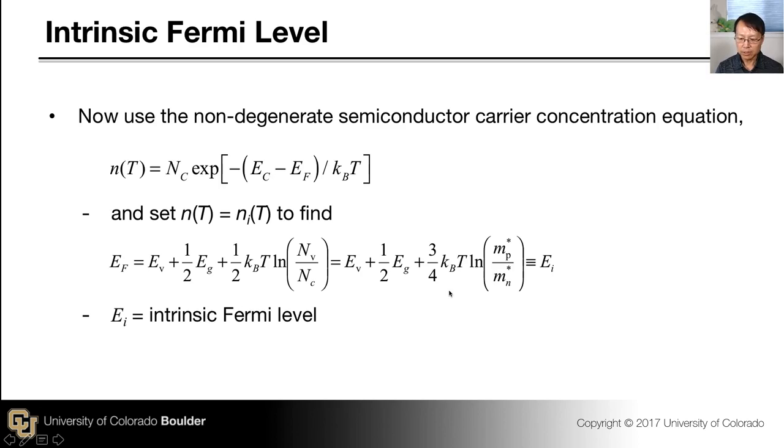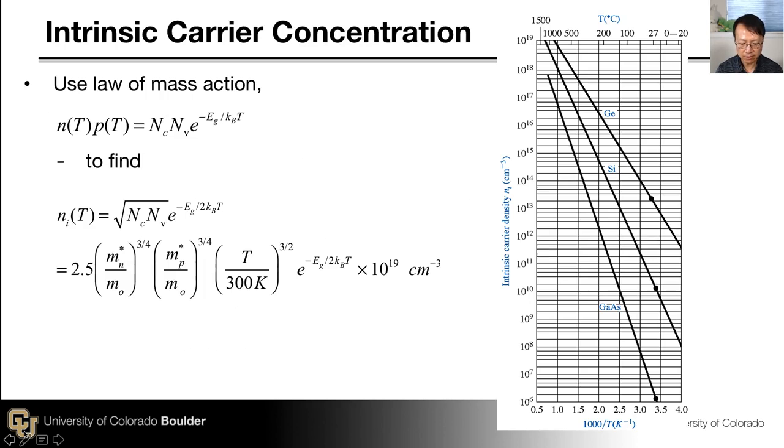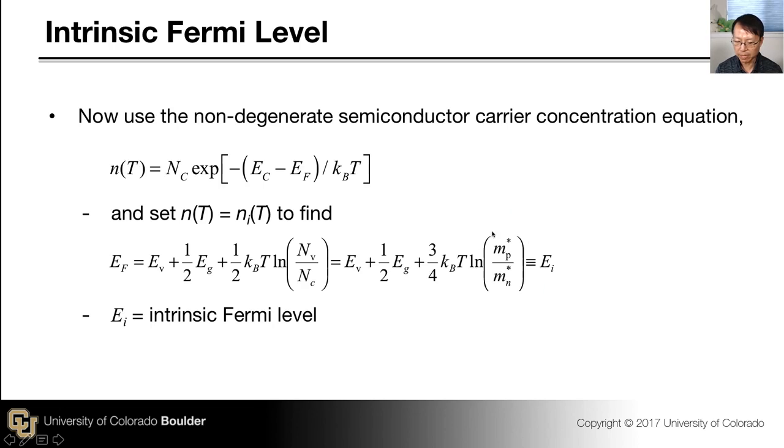So what is this? Well, it starts from E sub V, and then you go up half the band gap. So these first two terms represent the middle of the band gap, and then you have this third term, which is proportional to kT and the natural log of the ratio of the effective masses. Now typically the hole effective mass is higher than the electron effective mass. However, they don't differ by orders of magnitude. So this logarithm of the ratio of the effective masses generally is a small number.